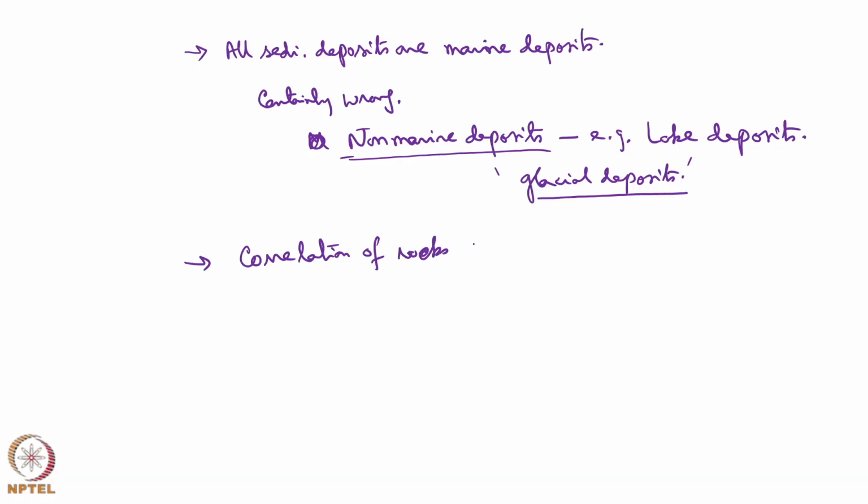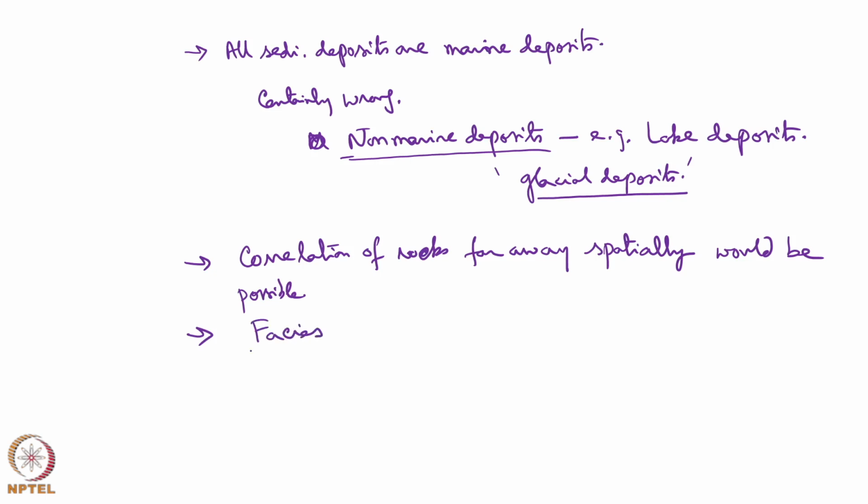The Neptunist concept, if deposition happens in a universal ocean, will be helpful to correlate rocks from one place to another. Correlation of rocks far away would be possible. In the Neptunist concept also came the concept of facies, and this facies concept was not easily accepted at that time. It took a long time for geoscientists to understand.